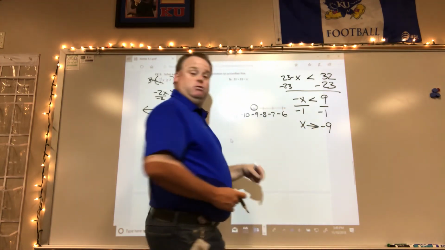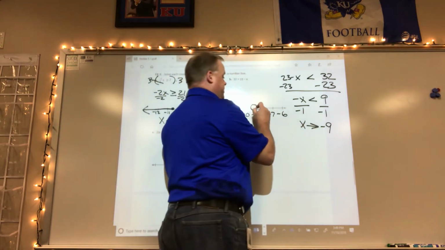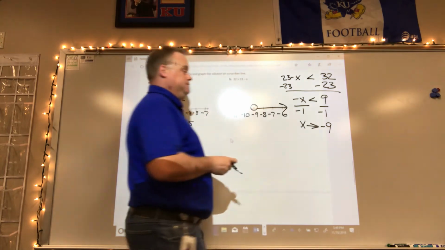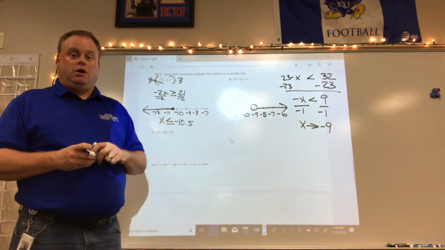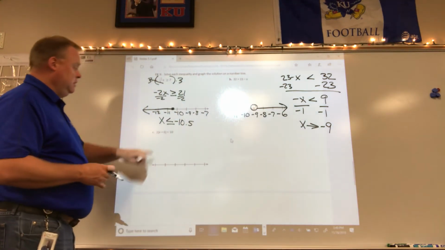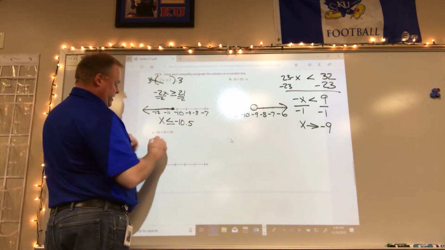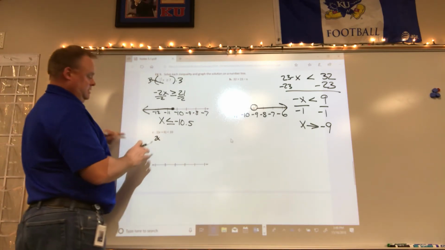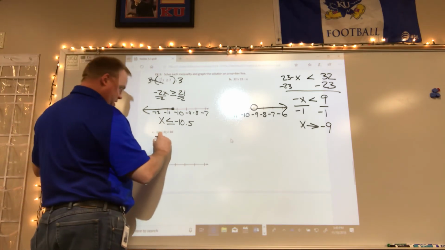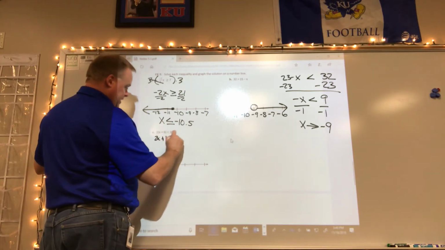I could draw an arrow. Notice that I draw the arrow, it can go this direction. Boom, ready to go. Okay, last one. Distribute the 2 with the x and the 6. So 2 distributed with the x is 2x. 2 distributed with the 6 is 12, less than 10.